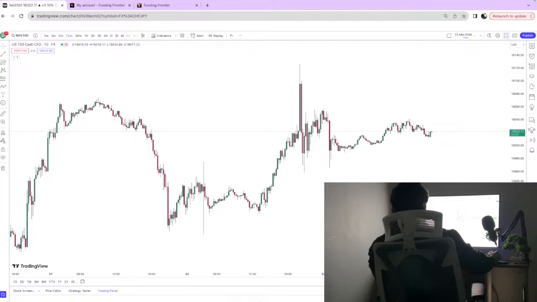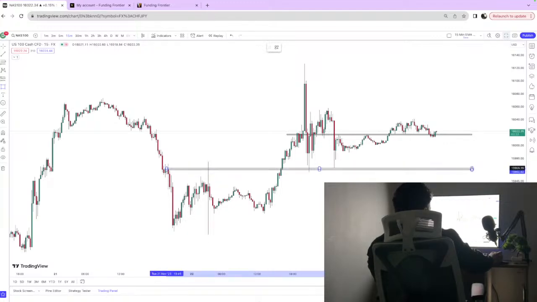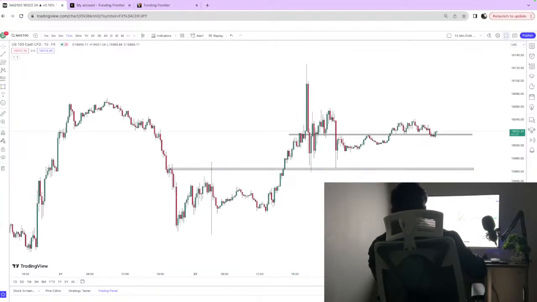Let's mark one or two important major levels on the 15 minutes time frame. What I can see is this level, this point, this point, this point. This is a good level, this level. And one more level I'll mark is this. Here the market is respecting this level. Now let's shift to our trading time frame, that is 5 minutes.